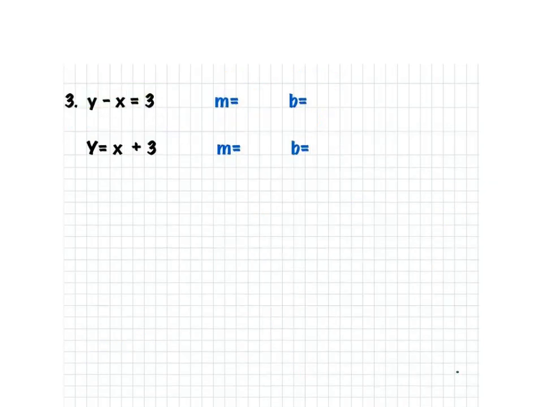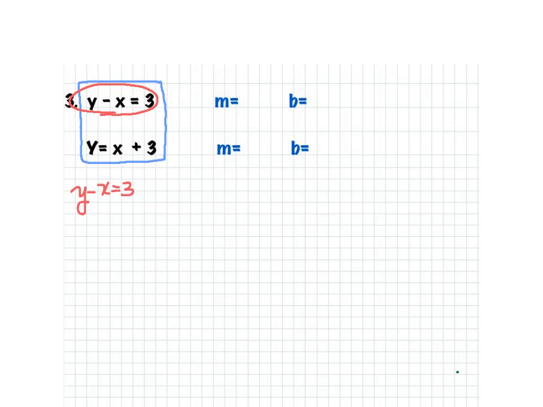Okay, number 3. Here's your system. Remember that a system is when you have two equations and you're going to solve them simultaneously. Okay, so we'll work with the first one, and we notice right away that it is not in slope-intercept form. So the first thing that I'm going to do, off to the side, is change that equation, y minus x equals 3, to slope-intercept form. So let's add x on both sides. Y equals x plus 3.